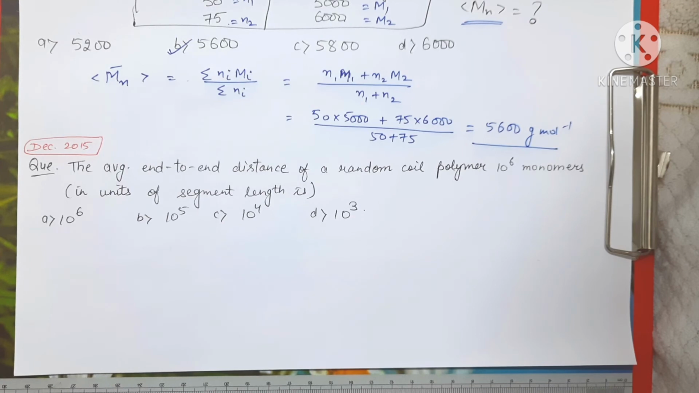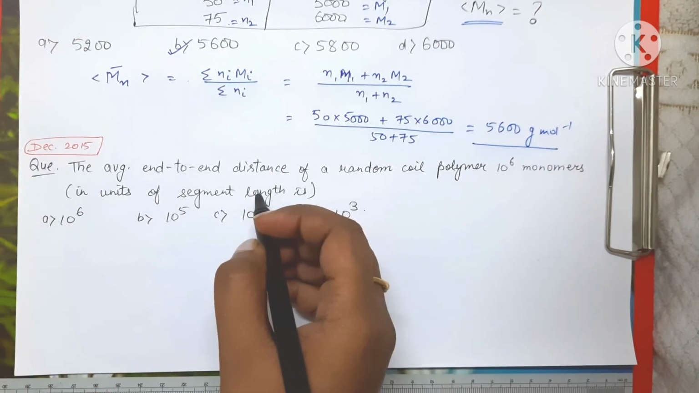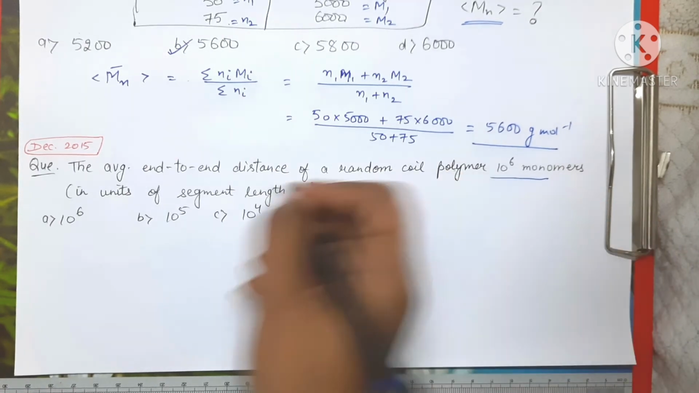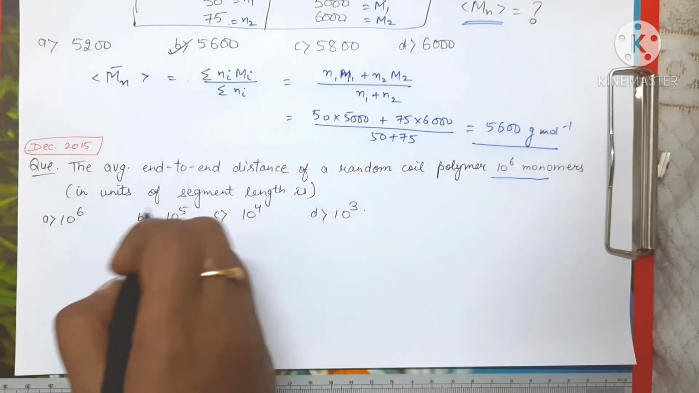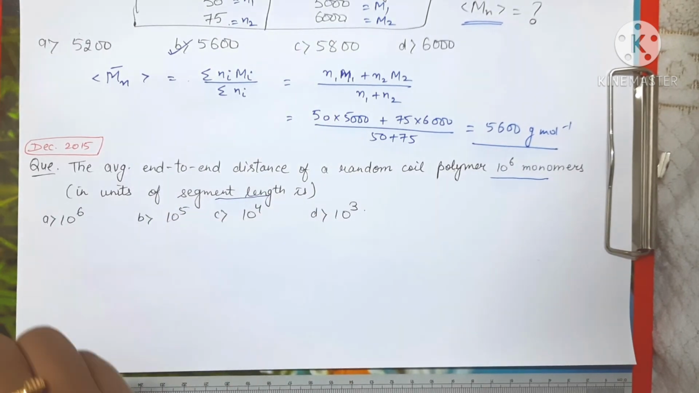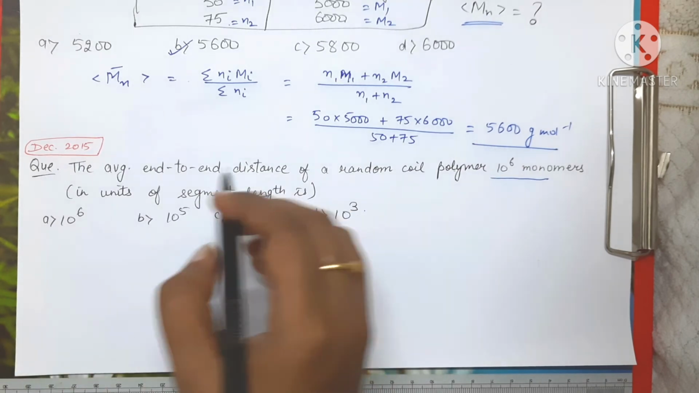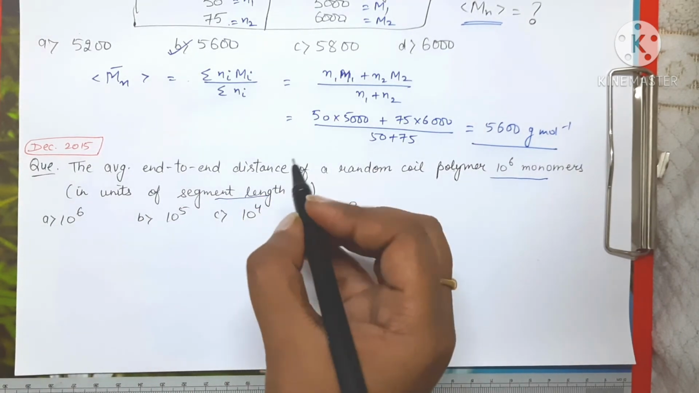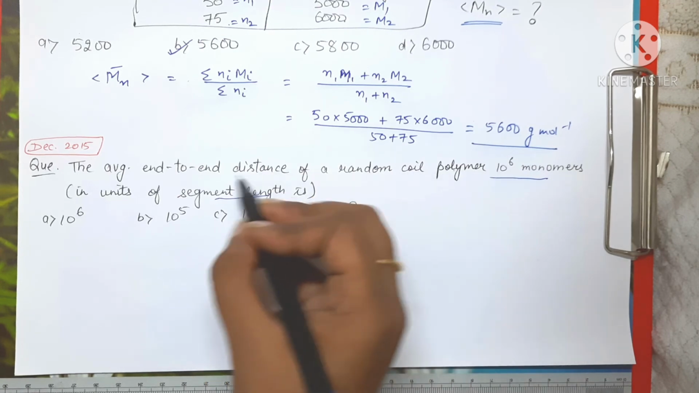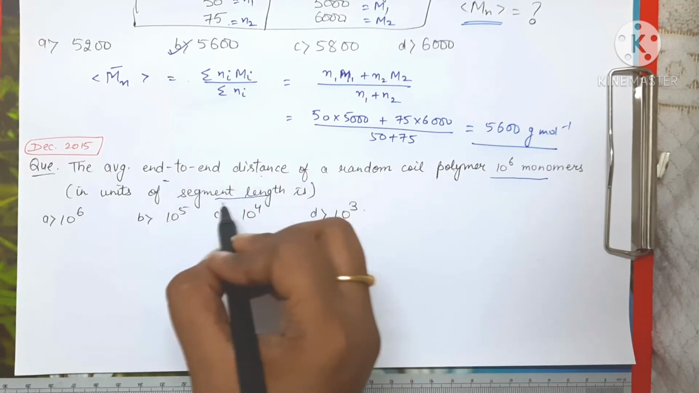So this is the next question. It was asked in the December 2015 exam. The question says that the average end-to-end distance of a random coil polymer having 10 raised to power 6 monomers, and we have to tell in terms of segment length. So we just have to apply the formula for end-to-end distance when we have to find it in terms of segment length.